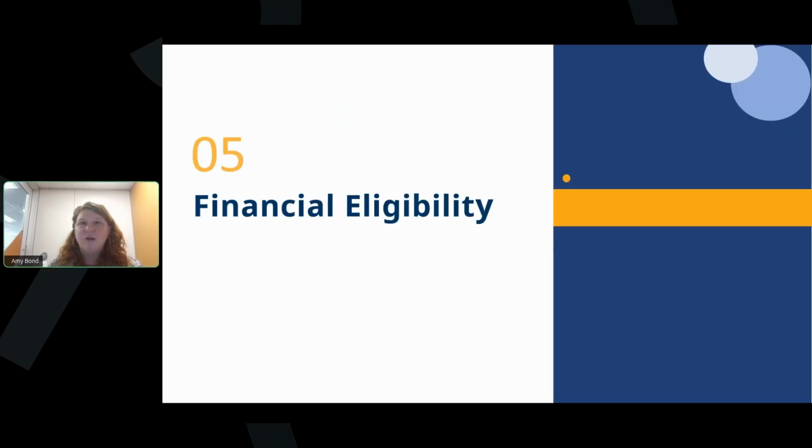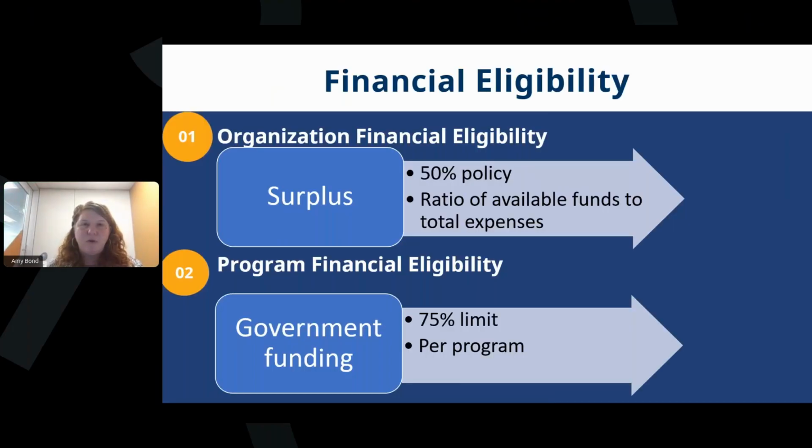Okay, we'll move on to talk about our financial eligibility criteria now. And for that, there are 2 main policies for our financial criteria. One is at the organization level. So when we're assessing the applicant itself to see if the organization is eligible, we look at financial need. We call that the surplus policy in guideline 3, or a 50% policy. It looks at the ratio of available funds compared to the total expenses in the previous year.